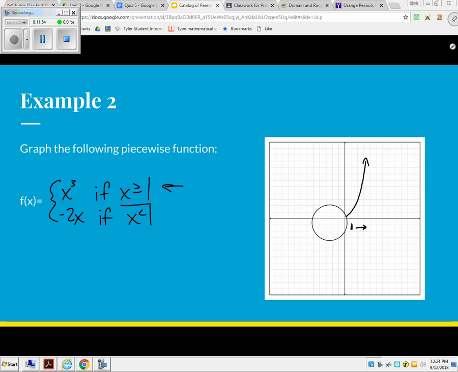Hope you're not writing in ink. I'm going to erase this all the way up to here. And so this thing's going to start right here at 1. I'm going to put a big dot there because it's okay if it touches 1 because it's or equal to. Okay? And so there's that piece, what it looks like.